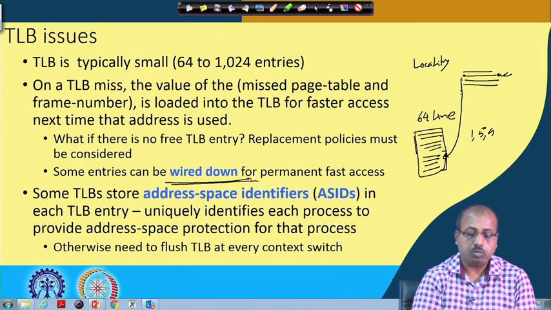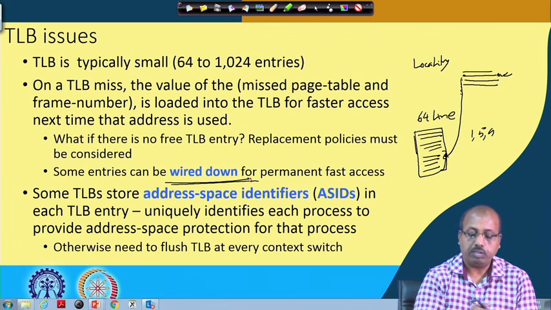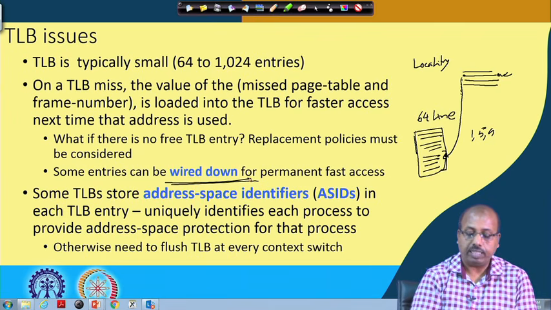Some TLBs store address space identifiers, or ASIDs, in each TLB entry that uniquely identifies each process, to provide address space protection for that process. So, it will tell which process has created it, and that way it can be useful for giving protection. Otherwise, we need to flush the TLB at every context switch.